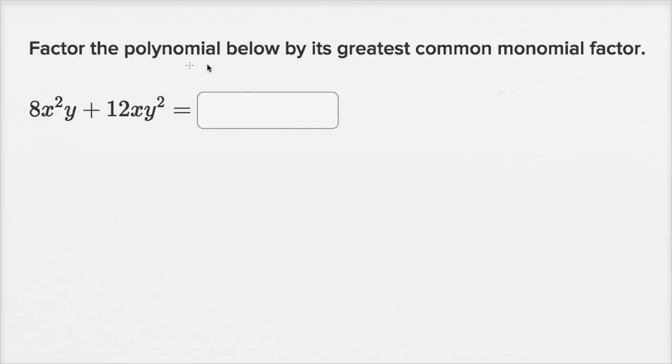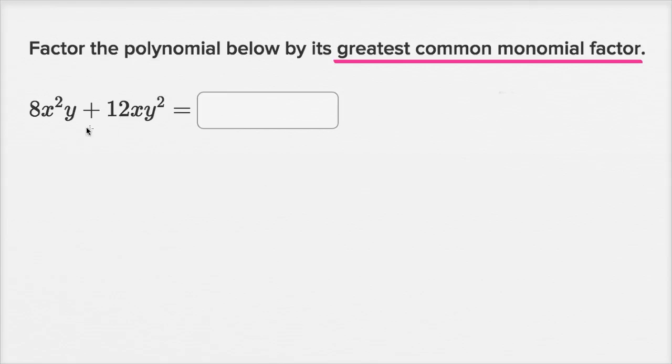So we're told to factor the polynomial below by its greatest common monomial factor. So what does that mean? We have these two terms, and I want to figure out their greatest common monomial factor, and then express this with that greatest common monomial factor factored out. So how can we tackle it?